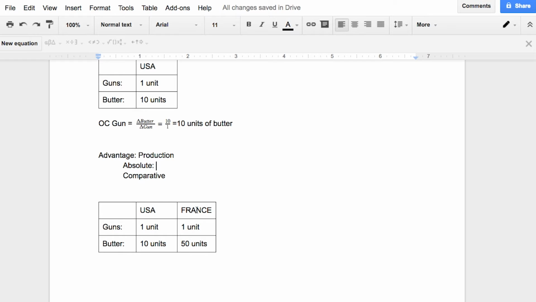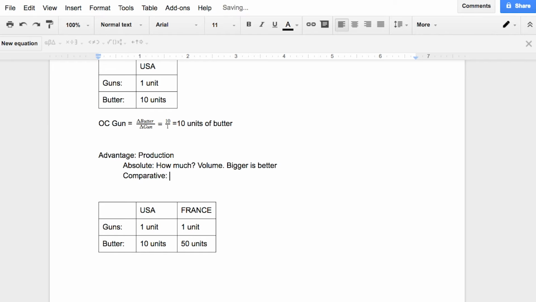Let's talk about the absolute advantage in terms of production of butter. So we look at France. France can produce 50 units of butter as opposed to America's just 10, right? So this is really about how much volume. And simply put, when you talk about absolute advantage, you're thinking bigger is better. If you have more, then you have the absolute advantage.